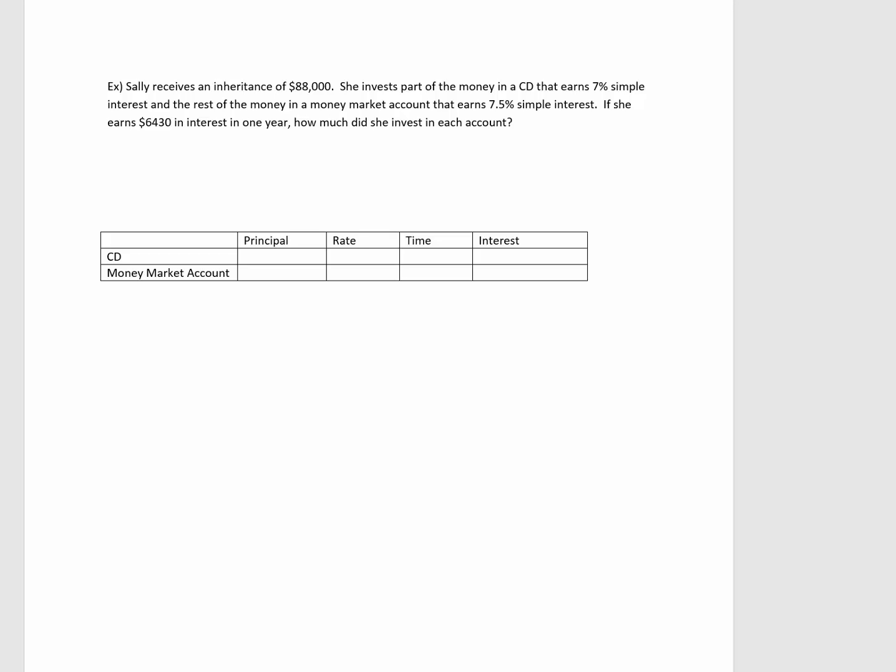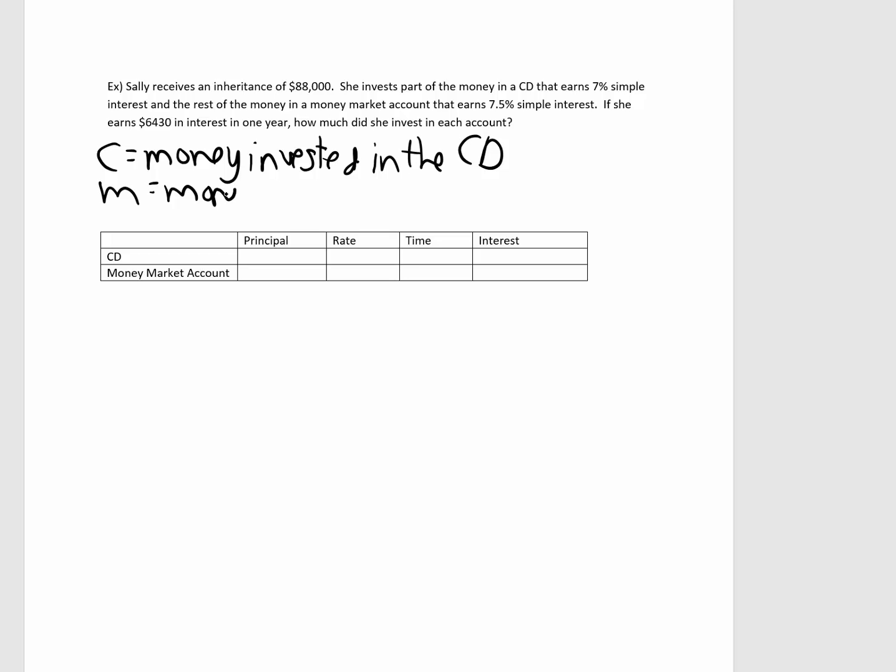Well, there's two things that we do not know right now: money invested in the CD and money invested in the money market account. So I'm going to use C to represent money invested in the CD, and I'm going to use M for money invested in the money market account.